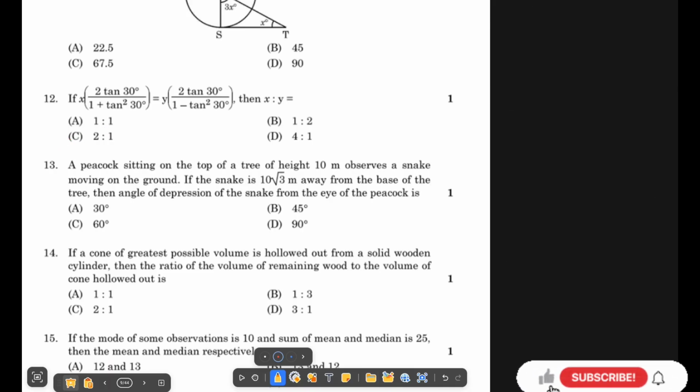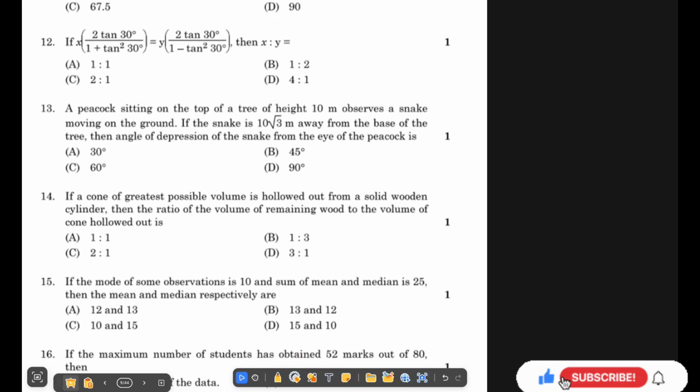So next, the 13th question. A peacock sitting on the top of a tree of height 10 meters observes a snake moving on the ground. If the snake is 10√3 meters away from the base of the tree, then the angle of depression of the snake from the eye of the peacock is.